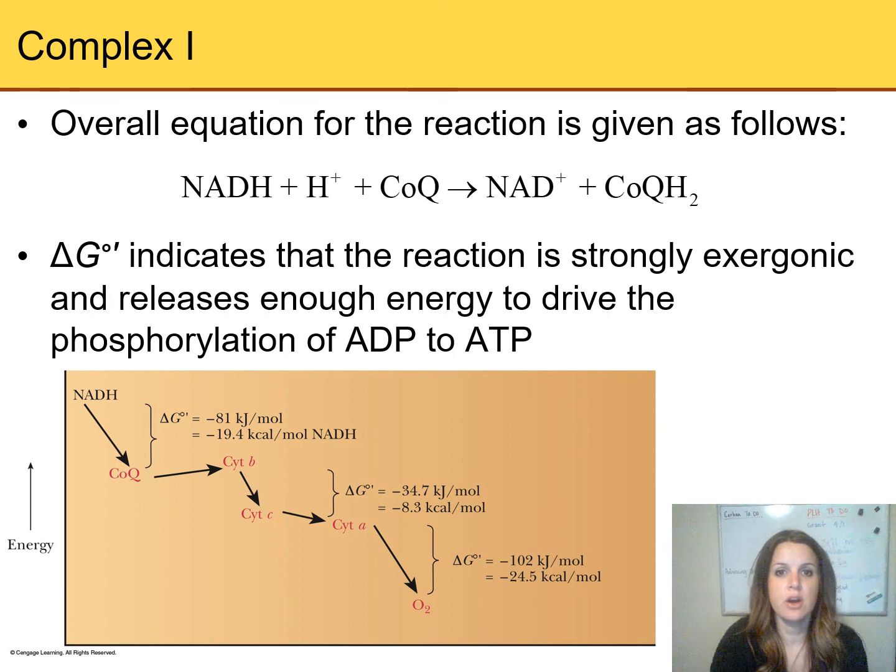So basically the overall reaction that is catalyzed by that first complex is that NADH reduces coenzyme Q. Therefore, NADH is oxidized. And this is a highly exergonic reaction. It releases enough energy to drive phosphorylation of ADP to ATP, and you can see that in this graph below. And the delta G for this reaction is negative 81 kilojoules per mole.